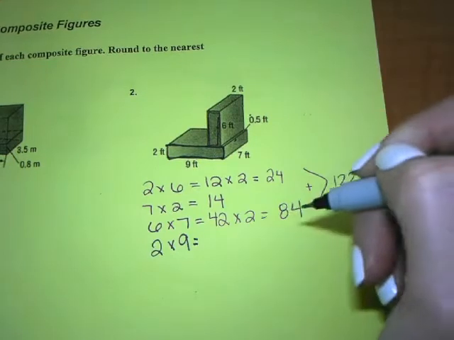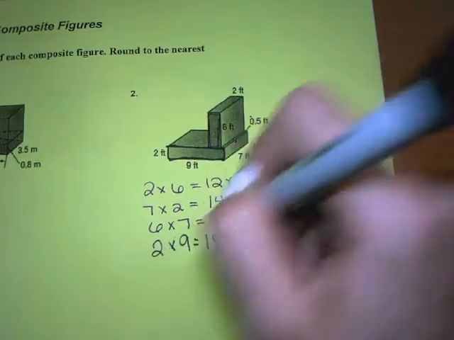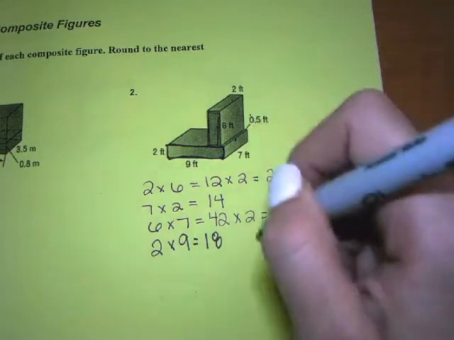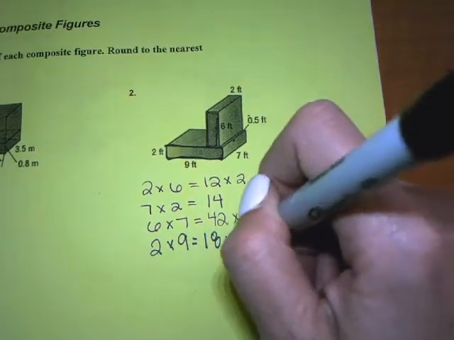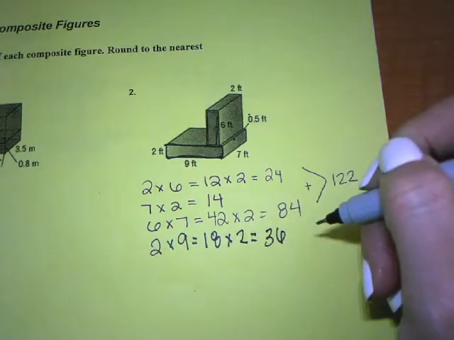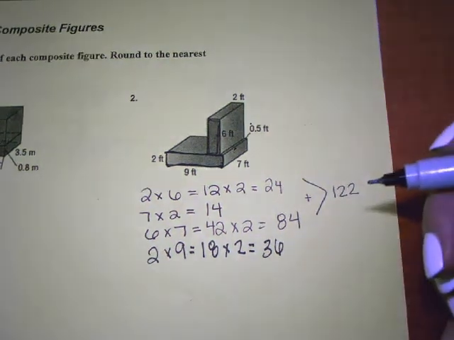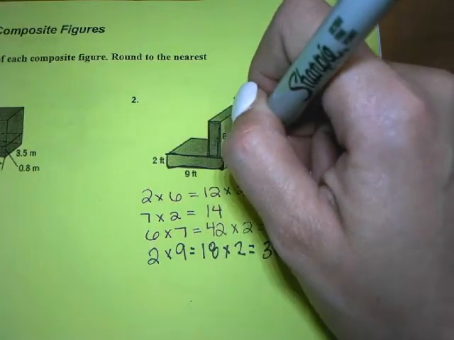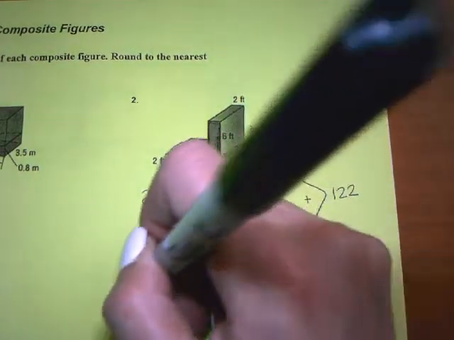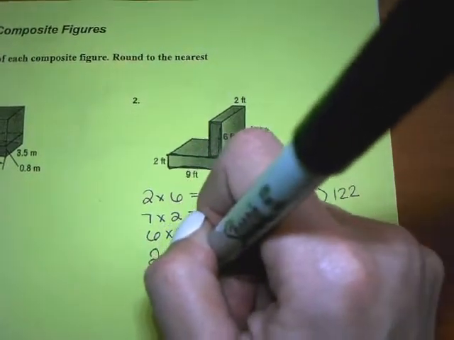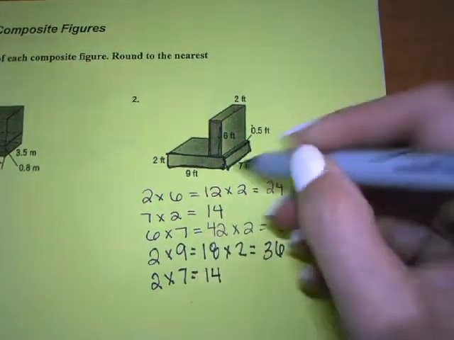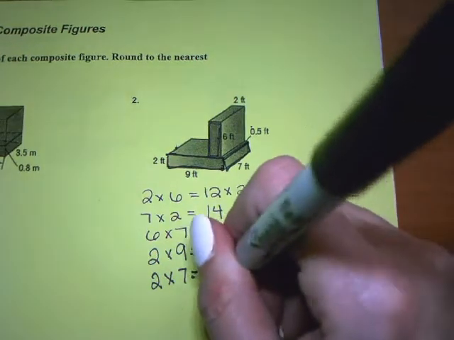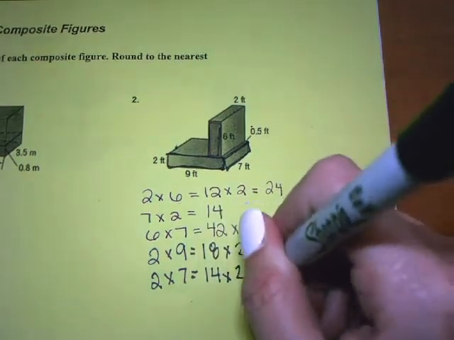What's 2 times 9? Now, is that rectangle the same as the front as in the back? So times it by, and we get? Okay, what about this rectangle right here? 7 times 2, which is? Is this rectangle the same rectangle that's over here? So what can we do? Which is?